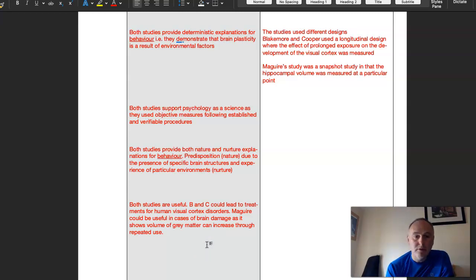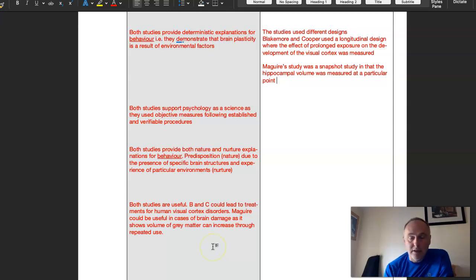And Maguire could be useful. Why is that useful? Well, if you have brain damage, for instance, we now know that the volume of grey matter can increase through repeated use. Before Maguire, we weren't really sure whether this change could occur over the lifetime. Face validity would tend to imply that would be the case, however we now know that it is. So repeated use of particular parts of the brain may well cause those parts of the brain to re-establish themselves, to start working again. So there you go, that's why it's useful.